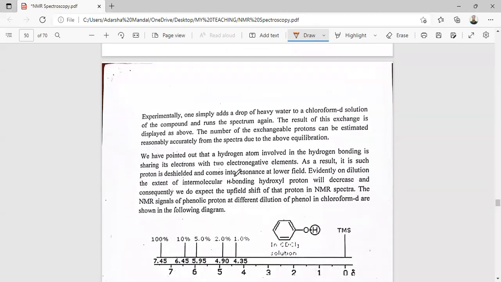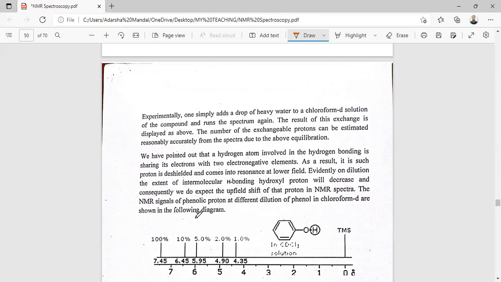So we have pointed out that the hydrogen atom involved in hydrogen bonding is sharing its electron with two electronegative atoms. As a result, its proton is deshielded and comes into resonance at lower field. On dilution, the extent of intermolecular hydrogen bonding of the hydroxyl proton will decrease, and consequently we do expect an upfield shift of that proton in the NMR spectra.